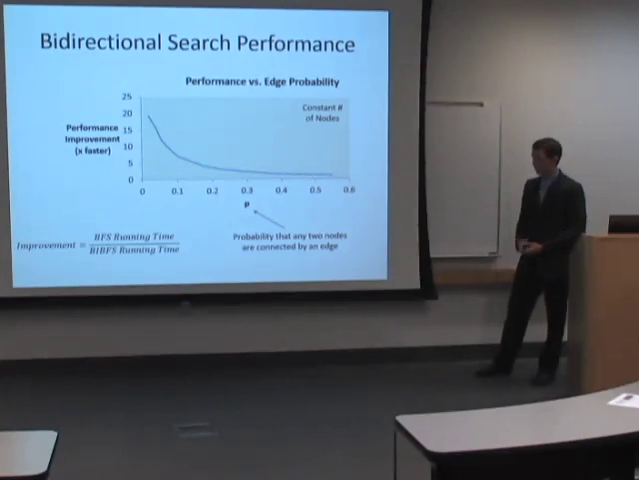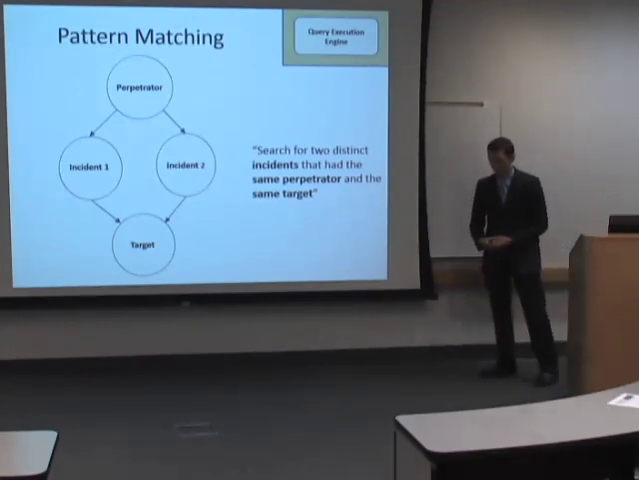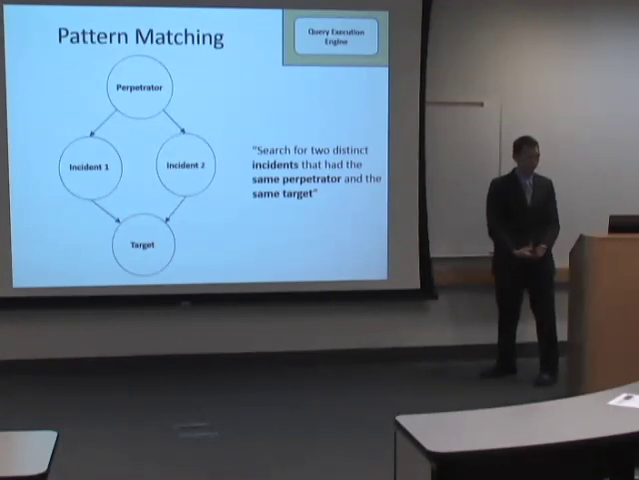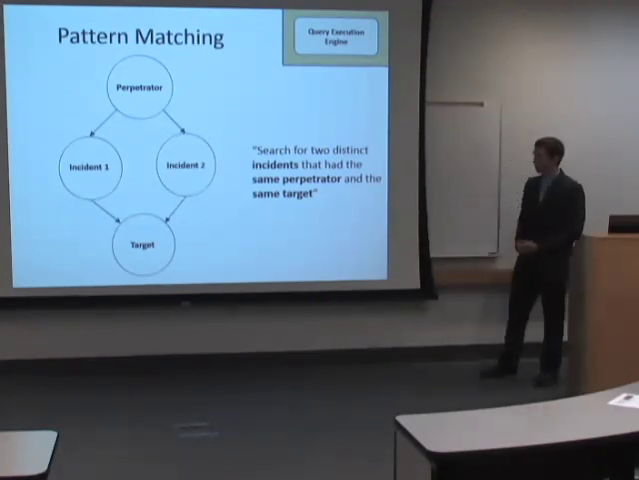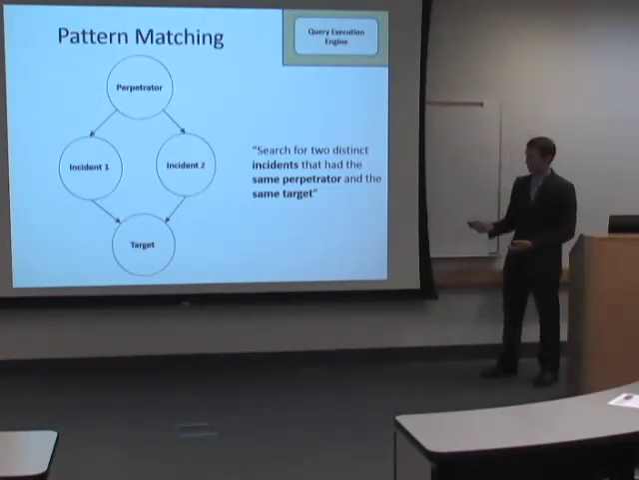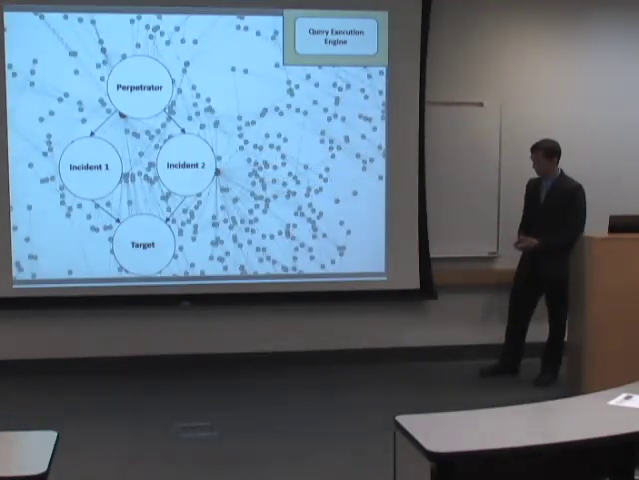The next thing that we did was pattern matching. I provided a somewhat complicated example before. This is another example of a pattern that we might be interested in finding in our network. We might want to search for 2 distinct incidents that had the same perpetrator and the same target. And you'll notice that this is a graph. It's a small graph, and we're looking for this within a larger graph.